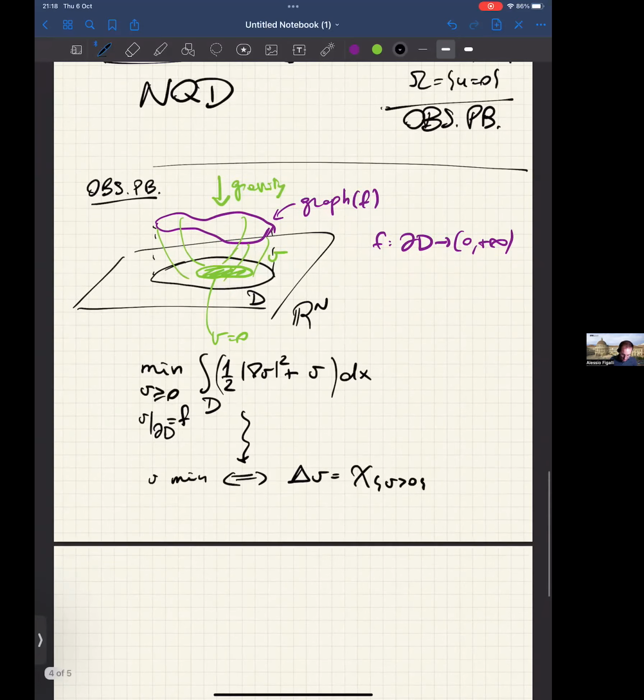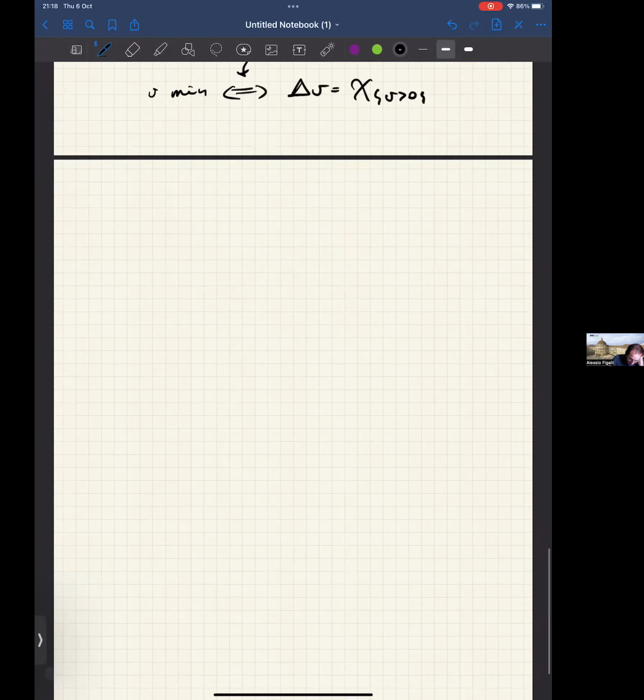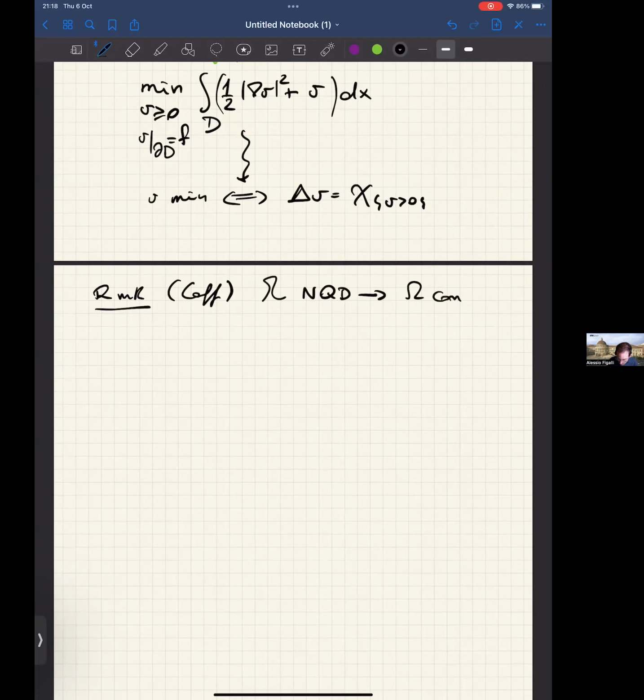What is an extra advantage now? A good remark that we can make, thanks to Caffarelli, who proved a lot of theorems about the obstacle problem, is that if omega is a null quadrature domain, then omega is convex. Because in reality, what I'm saying here is that U, a global solution of the obstacle problem, implies U is convex, which implies the contact set {U equals 0} is convex.